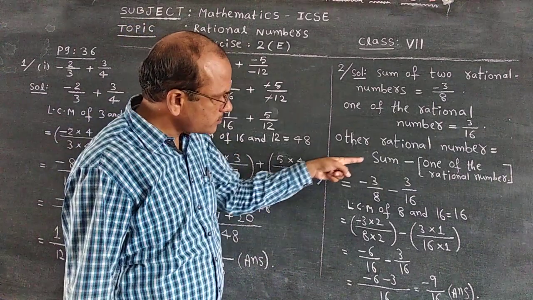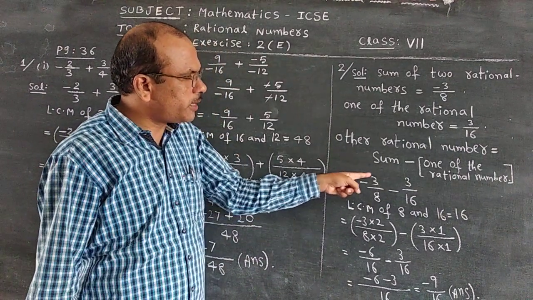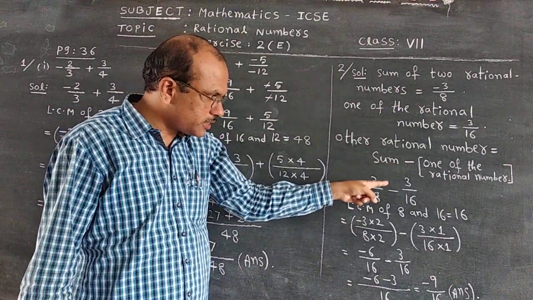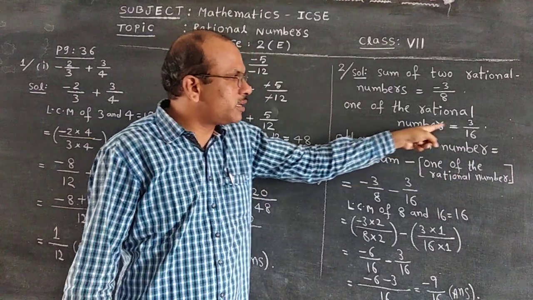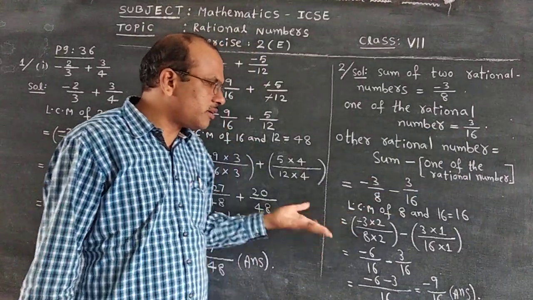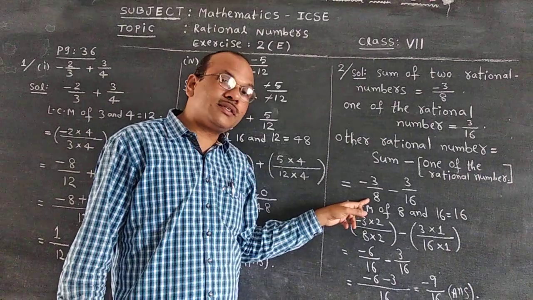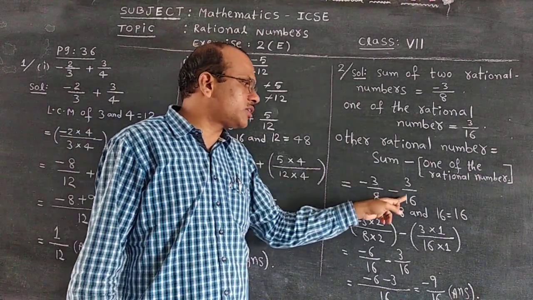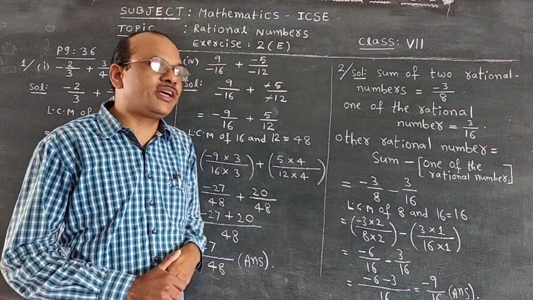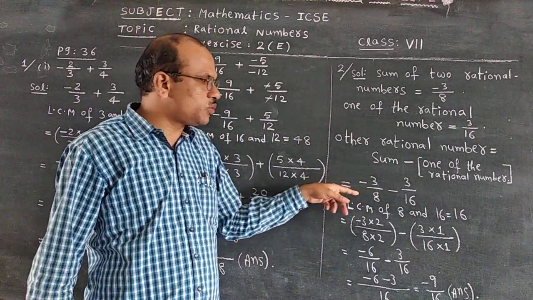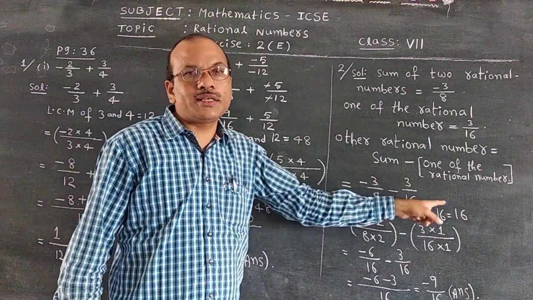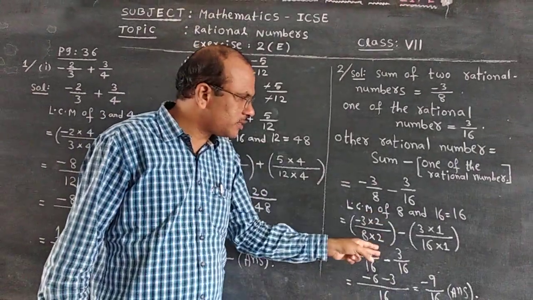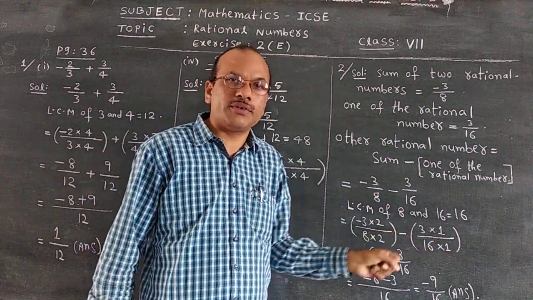See here, what is the sum? Minus 3 by 8, minus symbol. One of the rational numbers is given as 3 by 16. Since the denominators are different, we should go for the LCM. LCM of 8 and 16 is equal to 16. Then we want to change every denominator to our LCM. That is, minus 3 by 8 I have written in one bracket. In another bracket 3 by 16 I have written.